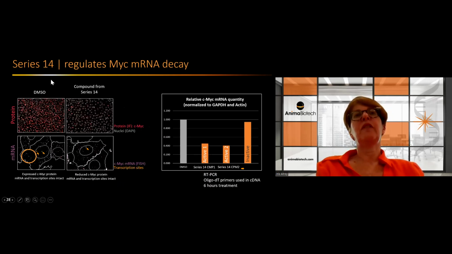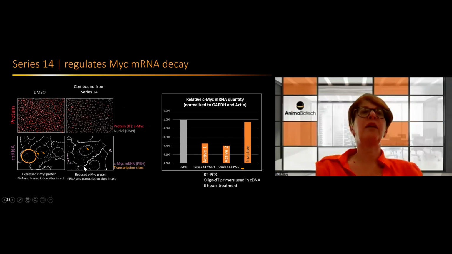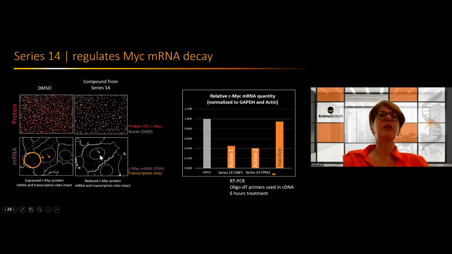Series 14, just as an example, reduced the protein levels and also reduced the amount of mRNA we saw in the cytoplasm without affecting transcription. And by using RT-PCR, we indeed showed that 2 active compounds from the series promoted decay of c-Myc mRNA as measured by RT-PCR, while an inactive compound from the series did not show this effect.